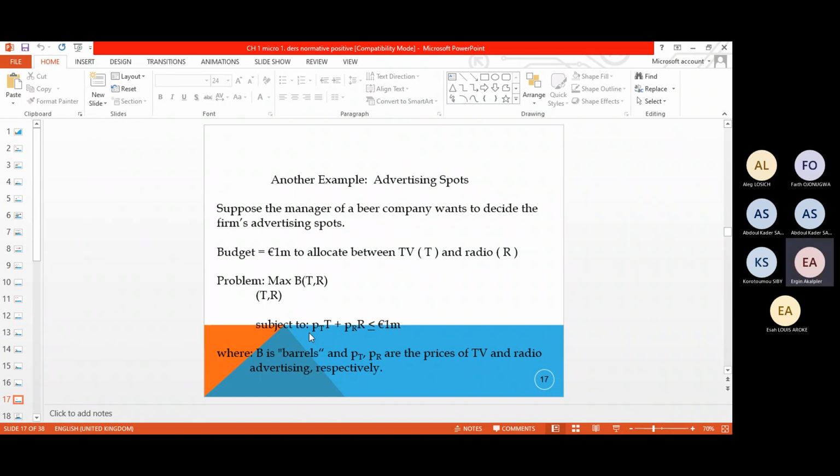Then PT is the price of the television advertising, and T is the amount of the advertising that will be shown on television, and PR is the radio advertising price, and R is the radio advertising amount for this company, and the spending should be less than or at least equal to the 1 million euro budget, to be able to satisfy this company's advertising option, where B is the budget, and PT and PR are the prices of the TV and radio advertising respectively, as I said to you.